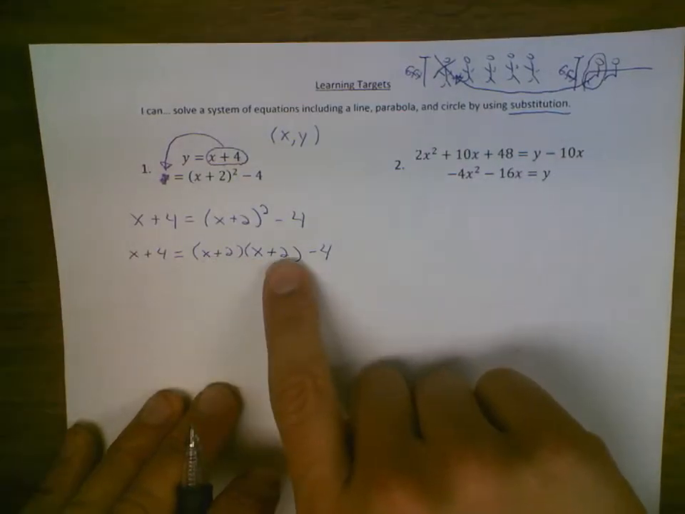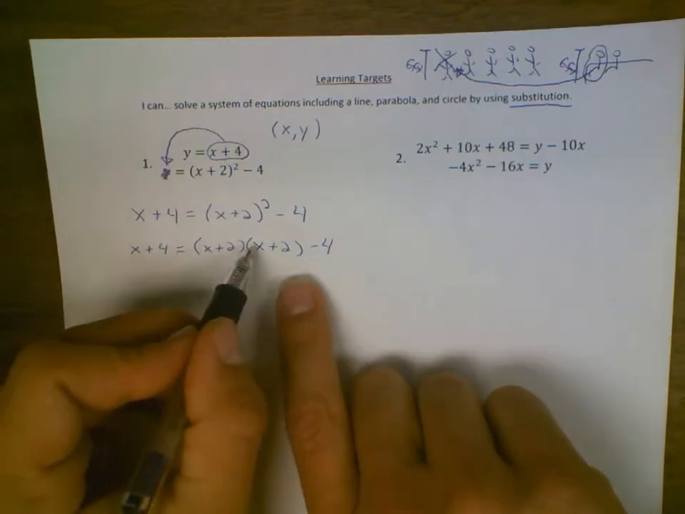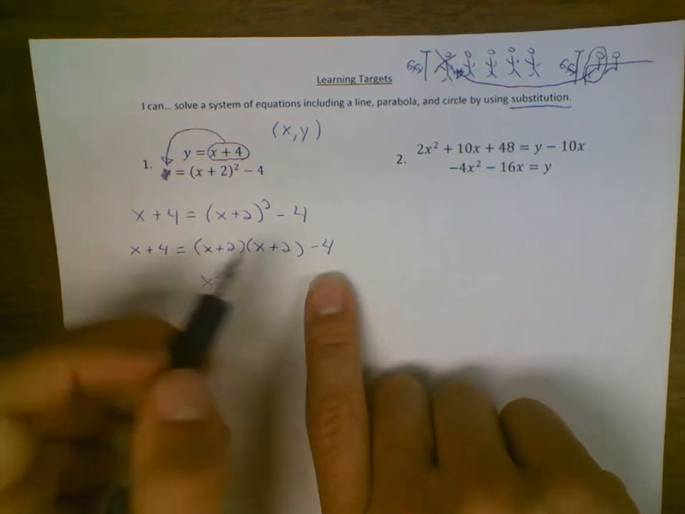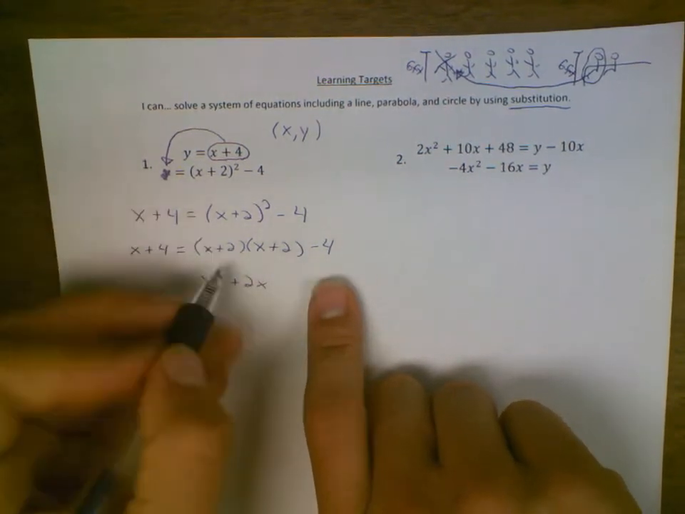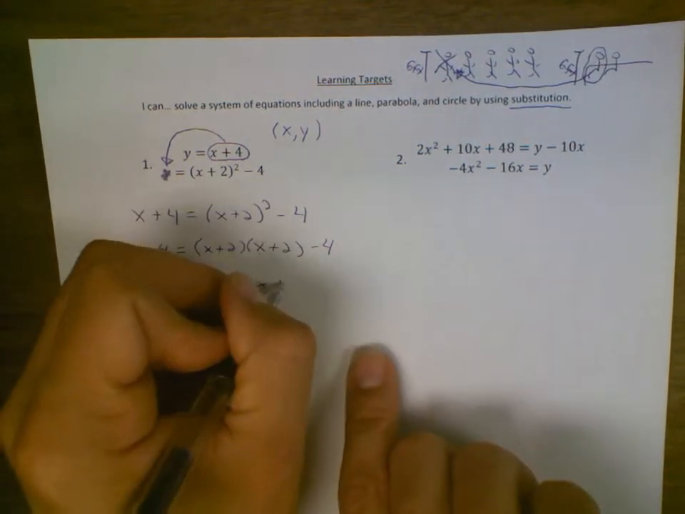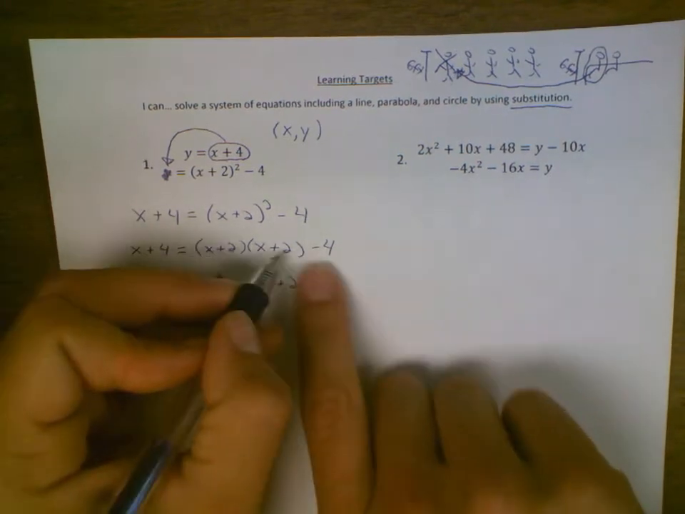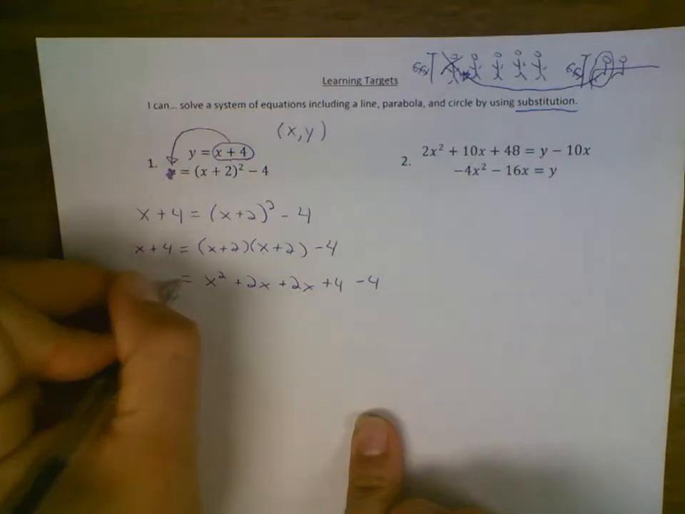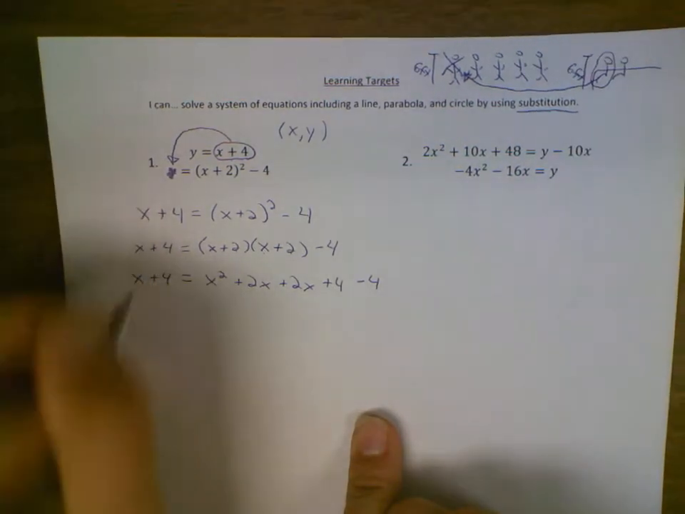When I multiply these together, I can use FOIL, so the first times the first gives me x squared. The outer, x times 2 gives me 2x. The inside, 2 times x is another 2x. And then last times last gives me 4. And I'm subtracting 4, and that equals x plus 4.